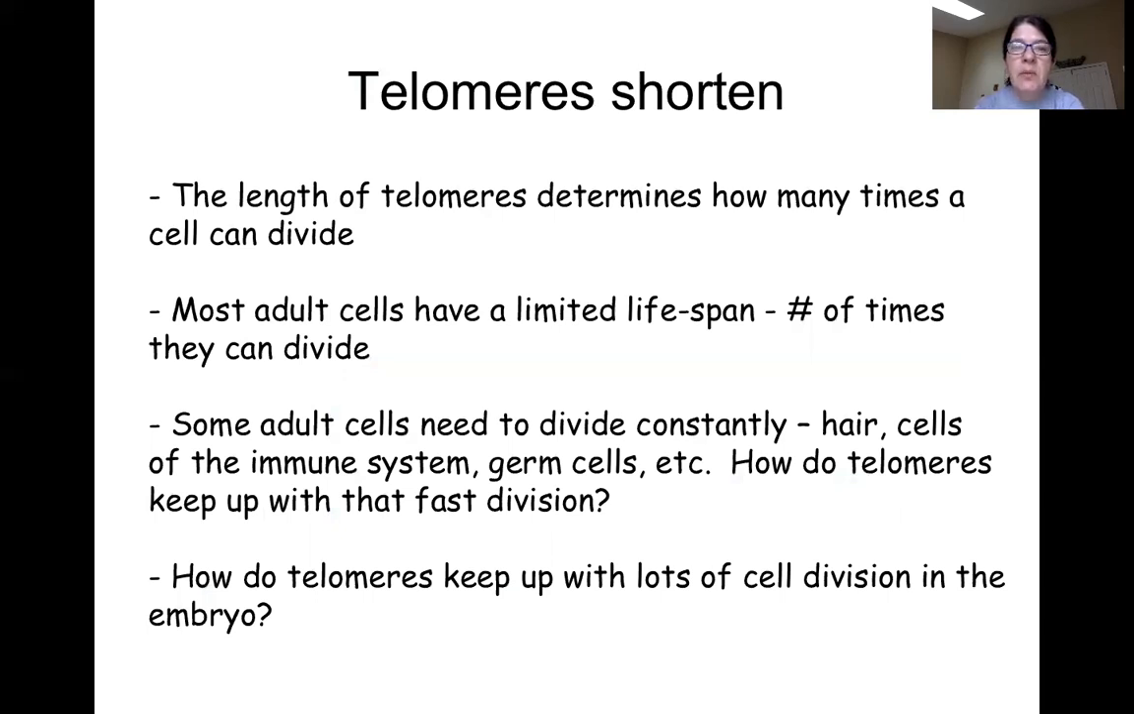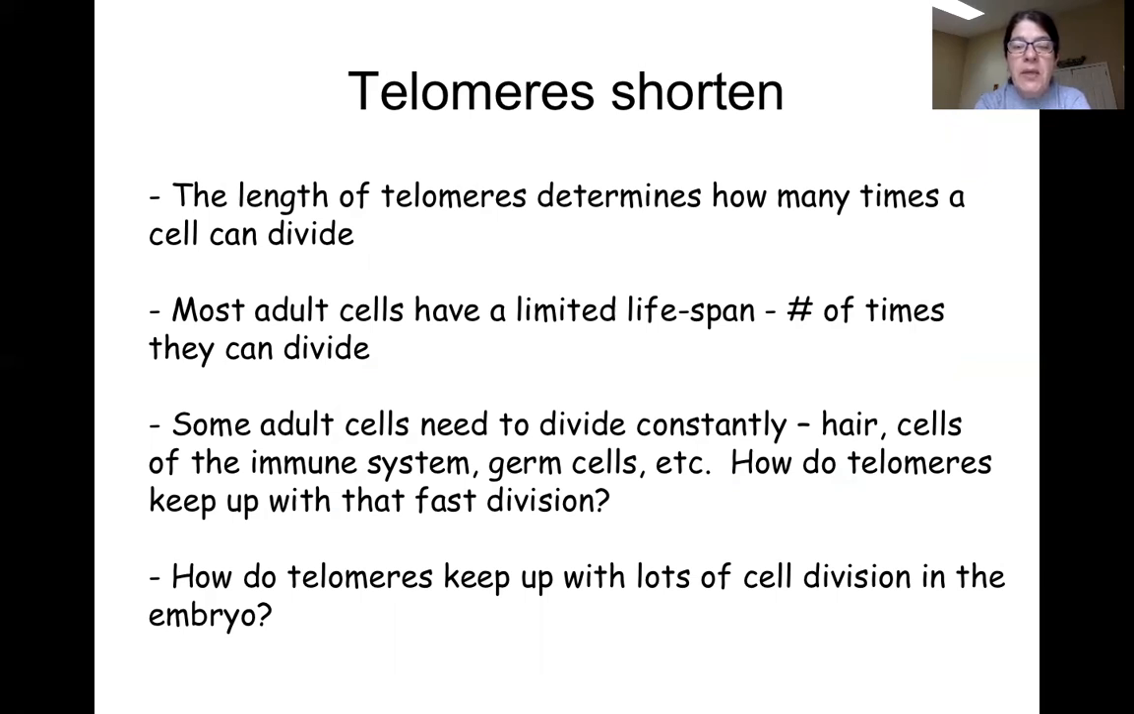So the length of telomeres determines how many times a cell can divide. Each cell and cell type has a limited number of cell divisions in itself, kind of pre-programmed in terms of length of telomeres. So most adult cells have a limited lifespan, so they can divide a limited number of times and then they'll just sit there and grow old and eventually die. However, some adult cells need to divide constantly, like the skin cells that produce hair, cells of the immune system, germ cells, and others.